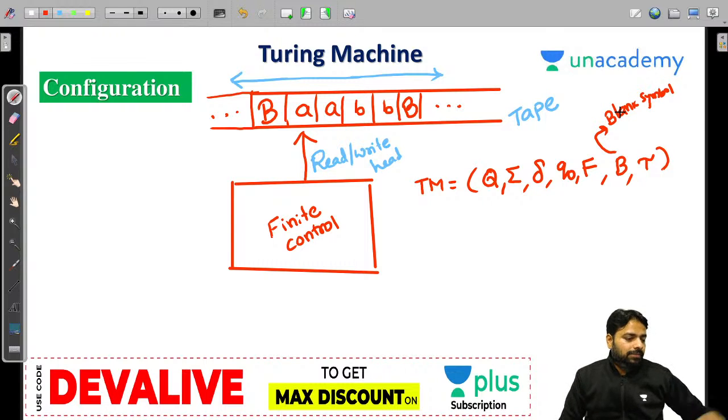Yes, Anvesha, I am covering everything in the TM exactly. Yeah, Agarwal, Ram Ram. Right.